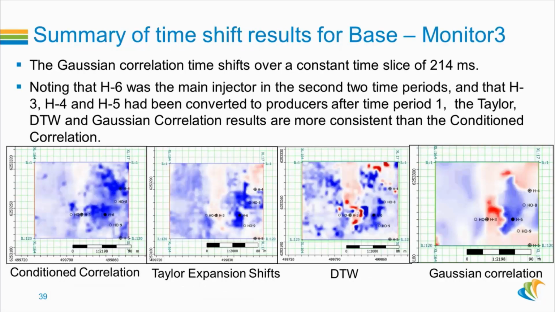So when we look at the Gaussian correlation time shifts over a constant time, essentially when we look at condition correlation all the way through Taylor expansion shifts, they're all giving a consistent picture, but I would say by the time we get to Gaussian correlation, we're seeing a much more detailed map of what's happening around the reservoir, around the injector, H6. But it is nice to see they're all fairly consistent.